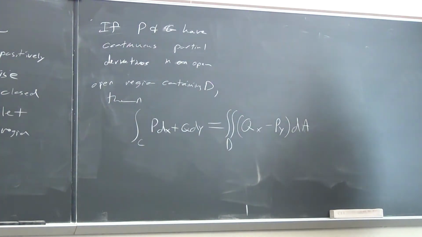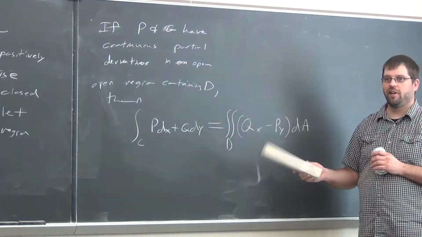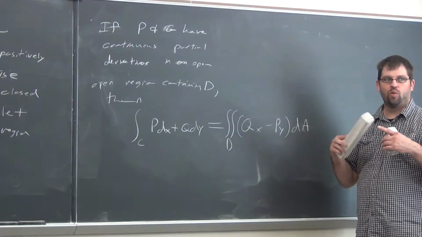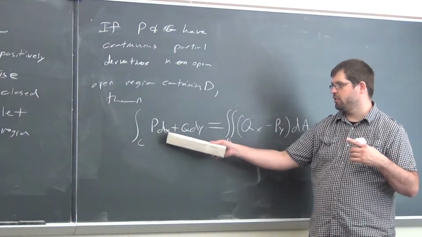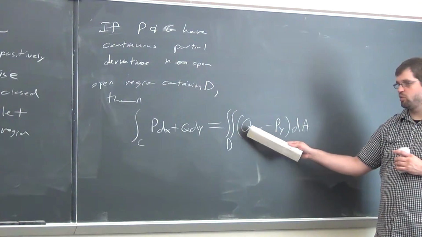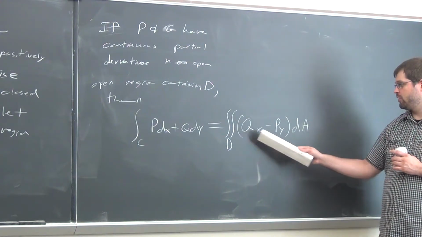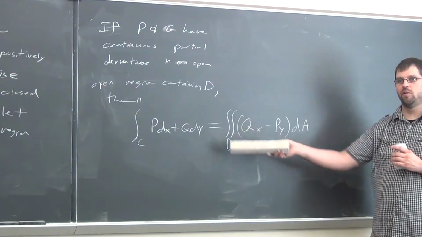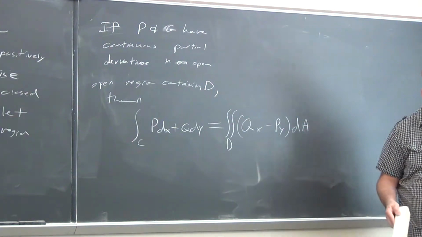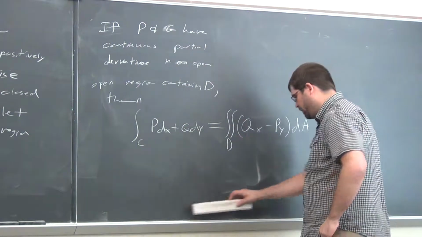Notice, if you had a conservative vector field, and we're on a closed loop, we know that answer should be 0. Your test for whether a vector field was conservative was whether Q sub x equaled P sub y. So if it was conservative, this would be 0. It wouldn't even matter what you're integrating over, you'd get 0. So at least that confirms everything we think should happen.